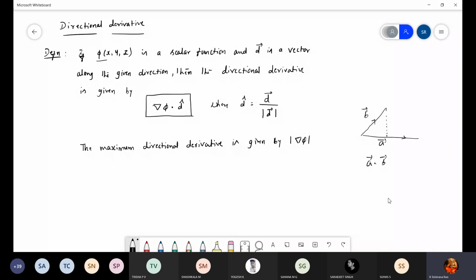Take down the problems. Simple. So they will give phi and they will give one directional vector. You take directional vector as d, and for a given phi you calculate grad phi and find out directional derivative is grad phi dot d cap. It is a dot product. Okay. So take down the first problem.